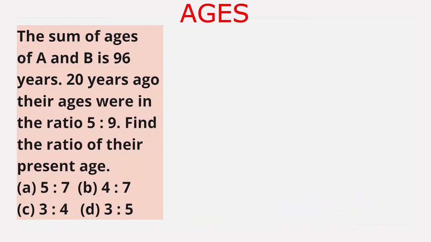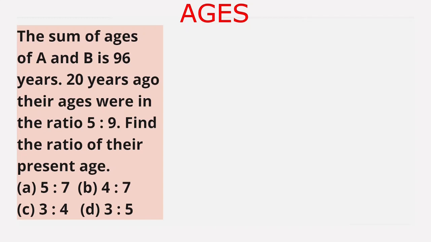We can solve this question within half a minute orally. It is given that the sum of the ages of A and B is 96, and 20 years ago their ages were in the ratio 5:9. So if we have to go to present time, we have to subtract 20 years for A and 20 years for B, that is 40 years from 96. And if we subtract 40 from 96, we get 56.